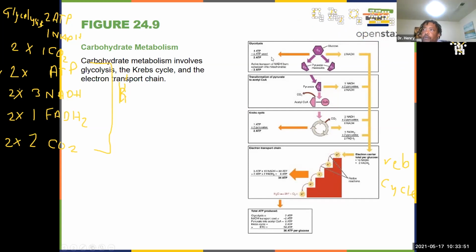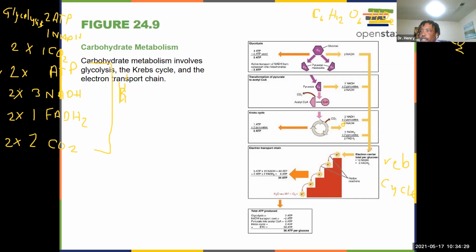Okay, so glycolysis, we generated 2 ATP, right? Then we generated here 2 NADHs. Then here we had 3 NADHs times 2, so we generated a total of 6 NADHs. There. And then we generated 2 FADH.